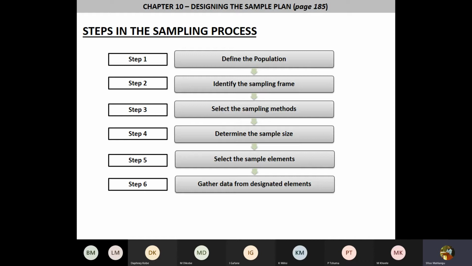So starting with step 1, we start by defining the population. Remember, we already have a definition of what the population means. It is everyone who qualifies to be part of the research project.